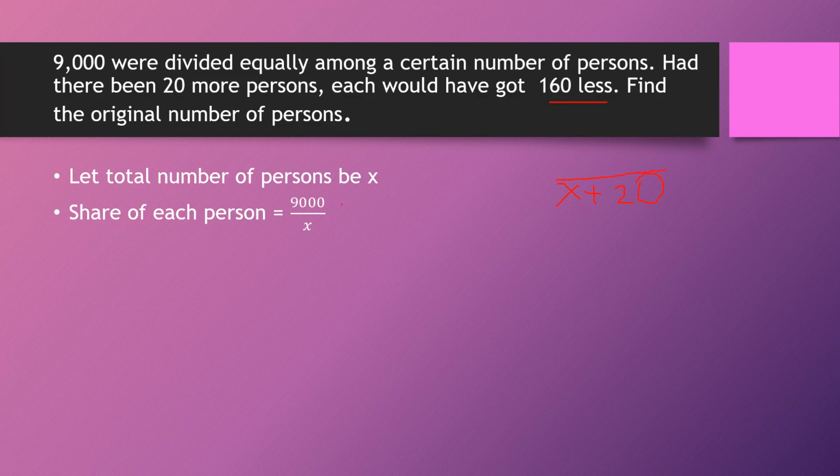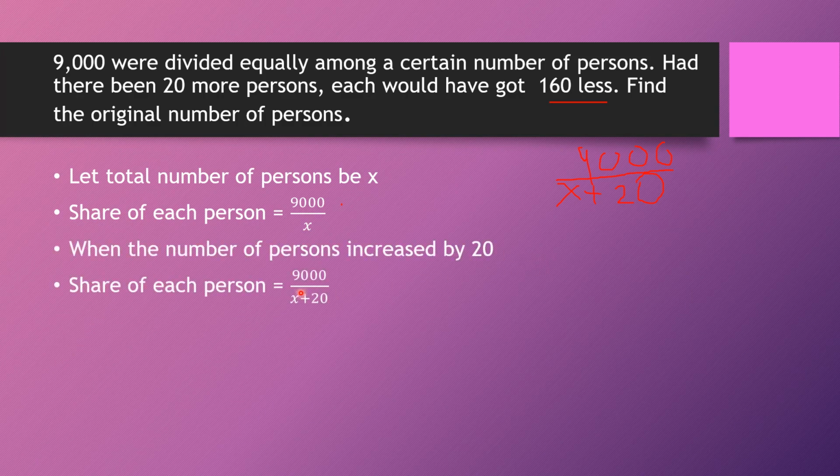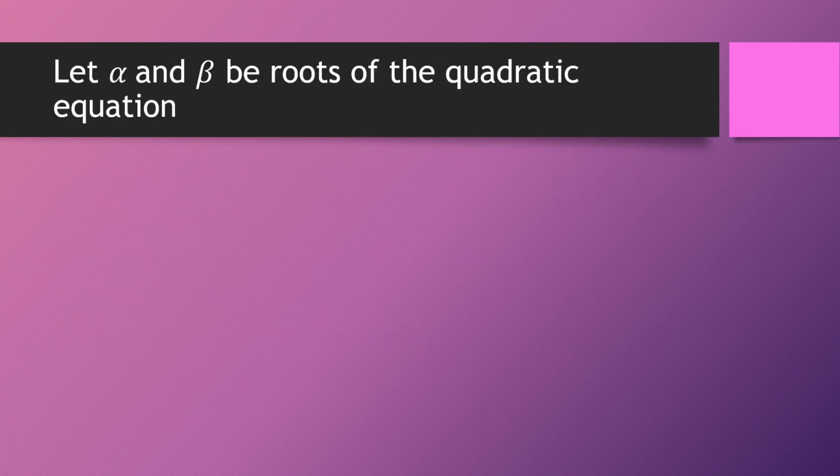In the new case, how much will you get? You will get 9,000 upon X plus 20. The subtraction of this amount from the earlier amount should be how much? 160. Correct? So this is what I have said: 9,000 upon X minus 9,000 upon X plus 20 equals 160. We will cross multiply and solve for the answer.